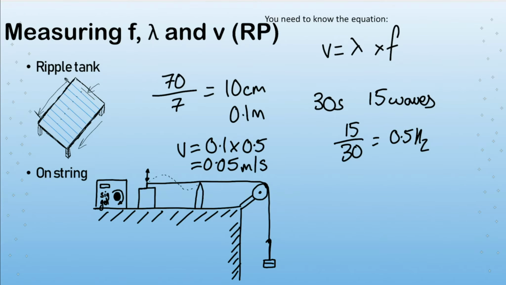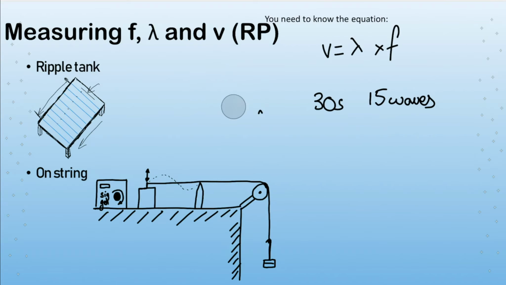Measuring it on a string, we have to have a slightly more intricate little setup. For this, we have to have our vibration generator. This here is our vibration generator, which is oscillating up and down, and we have a signal generator, SIGGEN, which is linked to that. The signal generator will basically tell the vibration generator how regularly to go up and down and by what amplitude.